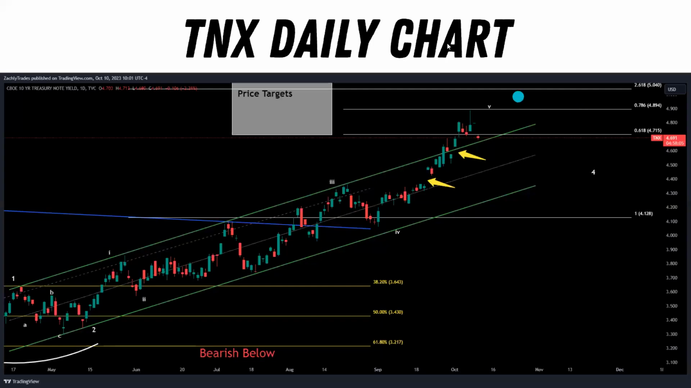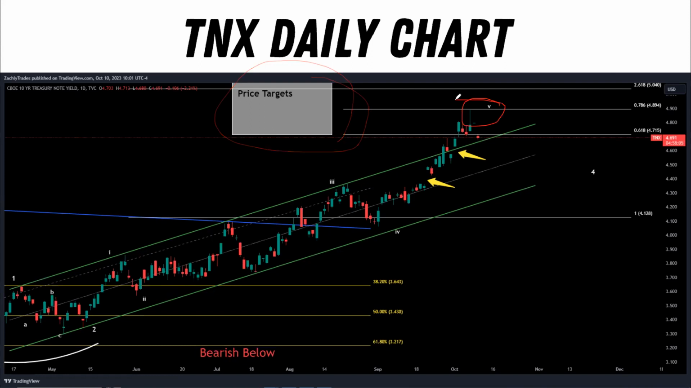Now, when we do some technical analysis on TNX, we had some price targets here, looking for our wave 5 top. Now, this is a wave 5 of 3, and we're going to be looking for a wave 4 pullback now. These two arrows right here are gaps on the TNX, on the 10-year Treasury.